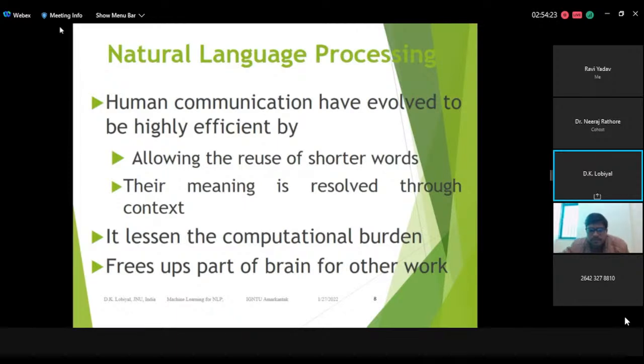And the advantage of using shorter words more and more is that it reduces your burden. That means you don't need to recall a large vocabulary. So the number of words is reduced. Also your brain is free for doing other things. That's the advantage.